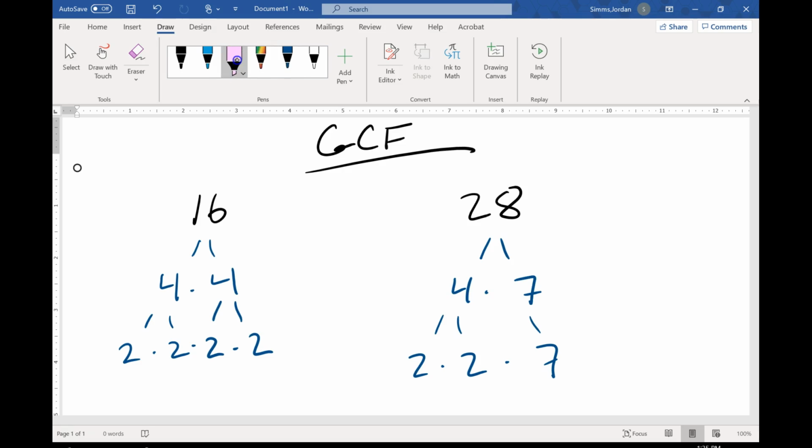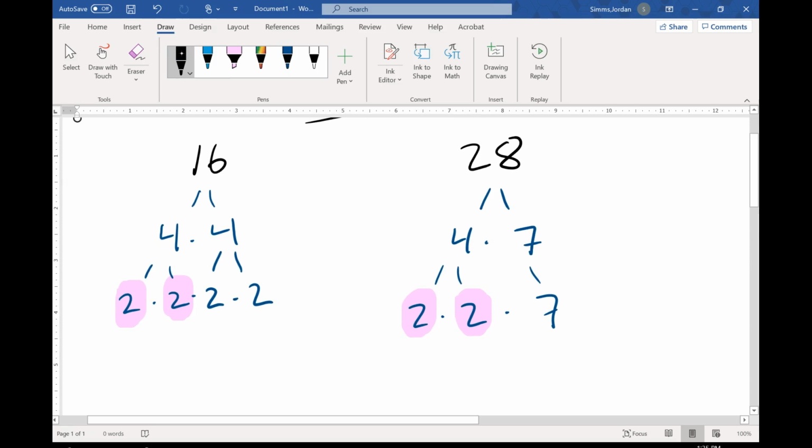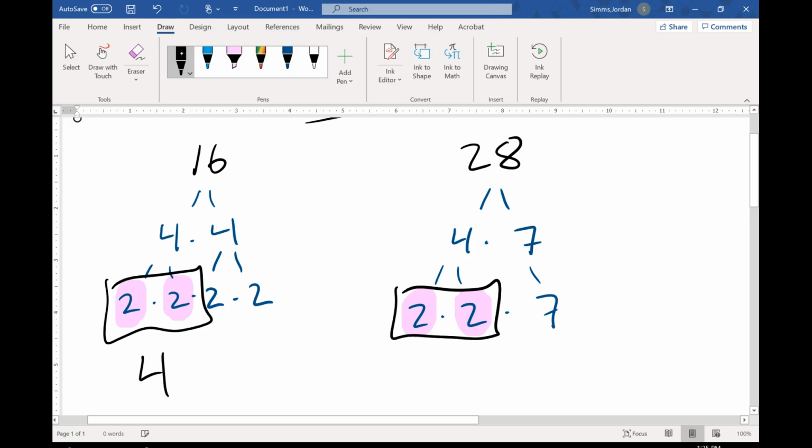So then when we're thinking about GCF, what are the factors that are common for each of these? So I have a 2 right here, and I have a 2 here, and we just keep going along as long as we have duplication. So we have two 2's here, right? So that's all we have in common between these two numbers, 16 and 28. So basically, we could just say that the GCF between each of these is 4. That's going to be our common factor.